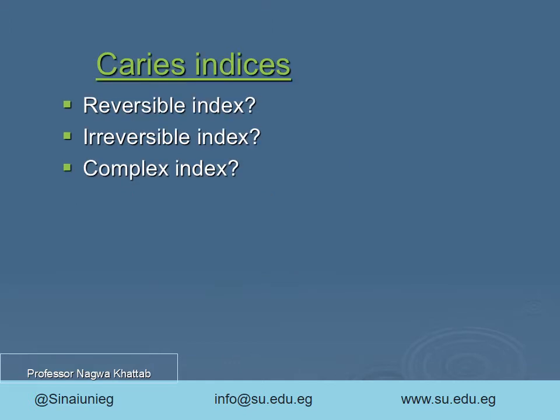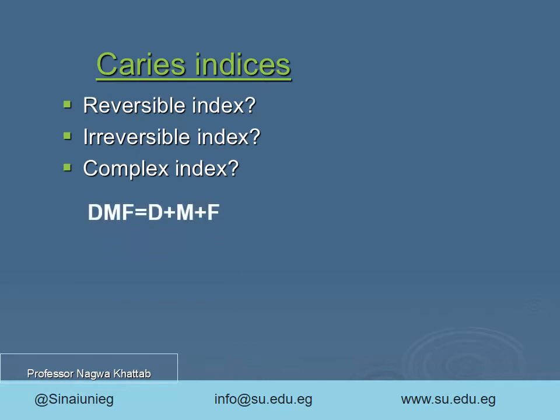احنا خدنا الكيرز indices. طب تعتبروا الكيرز indices هل هي reversible؟ هل هي irreversible؟ هل هي composite or complex index؟ حد يقول لي reversible، ما احنا decayed component ممكن اعمل لها filling فبقت filled component. حد تاني ممكن يقول لي لا irreversible. طب ممكن رأي آخر يقول لنا it's a composite. It combined dental caries experience, decayed component, filled component, and missed component. Actually احنا قلنا الclassification with measure reversible disease or irreversible disease.